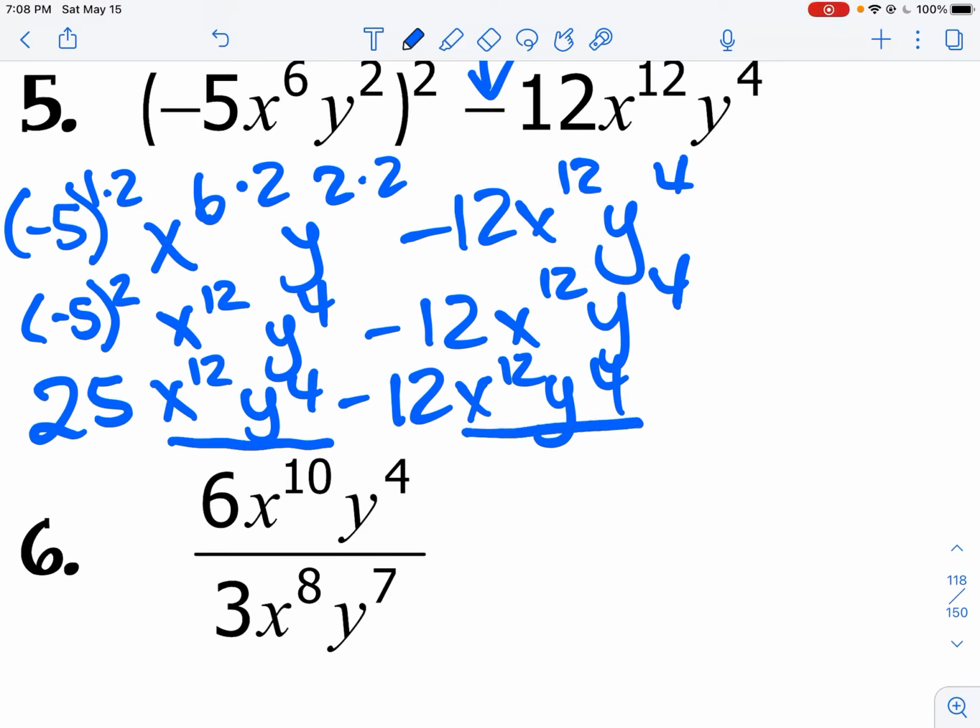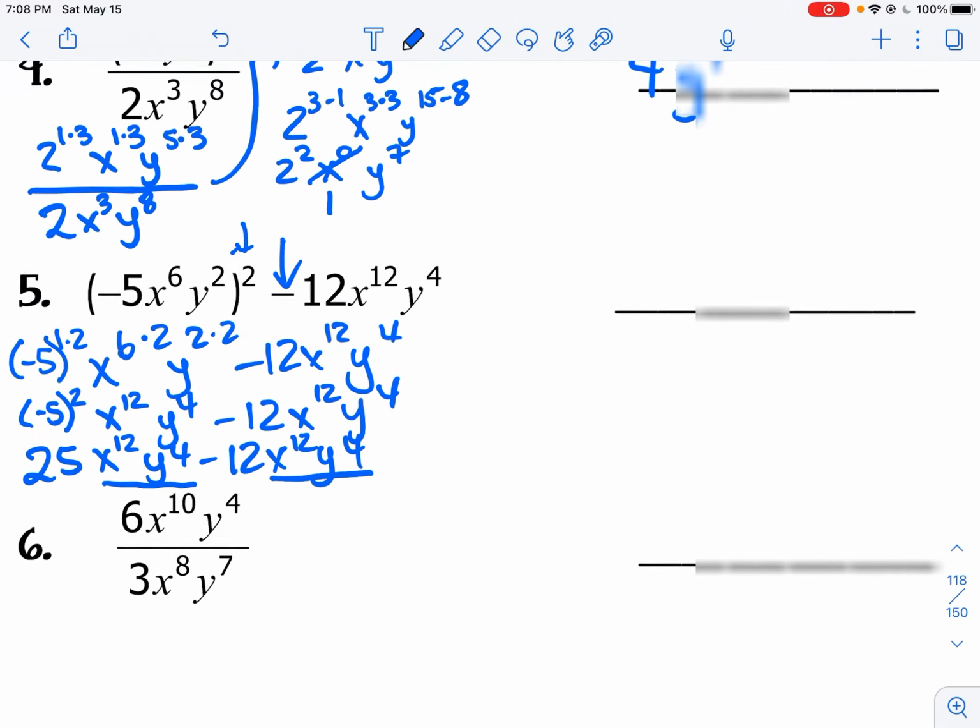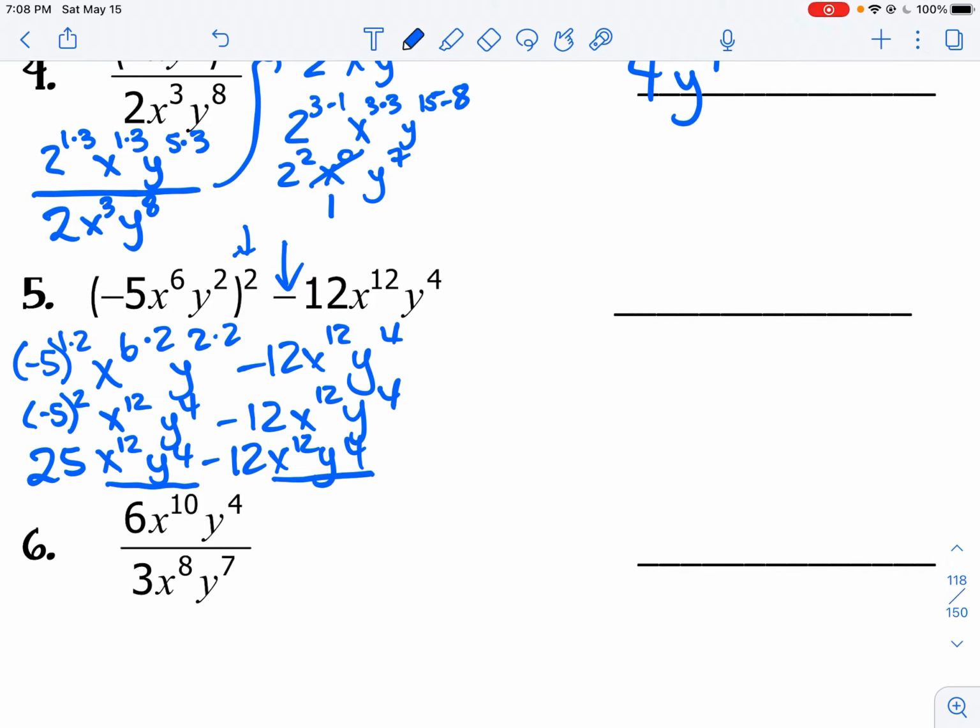These variables and their exponents are the exact same thing. So all we're going to be doing is subtracting the coefficients. We learned this a long time ago, guys. So the x to the 12th and the y to the 4th doesn't change. We just subtract the coefficients, and that would get me 13.